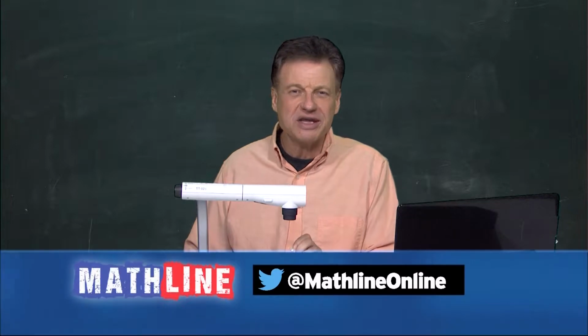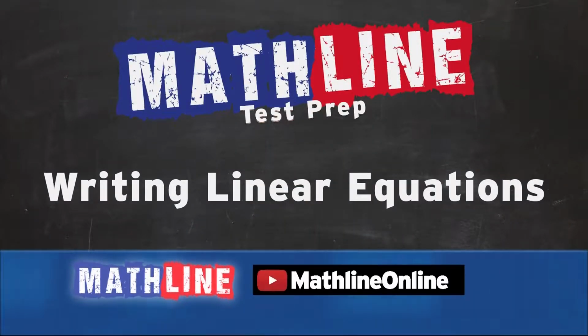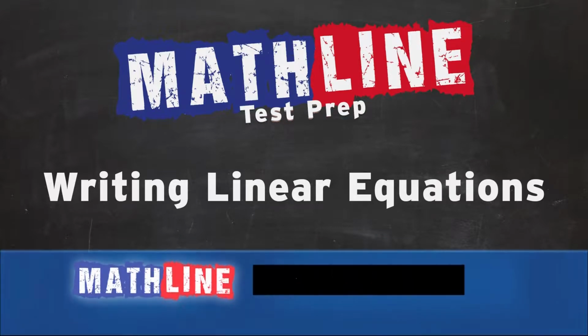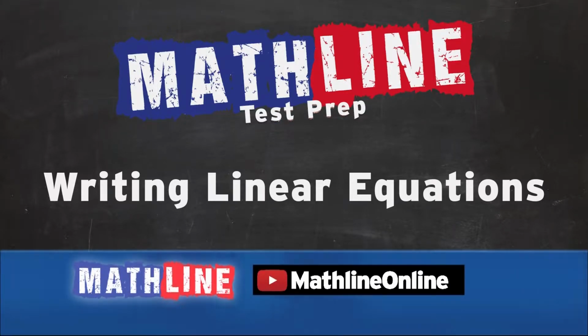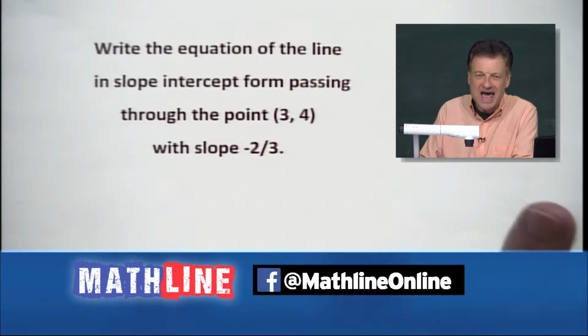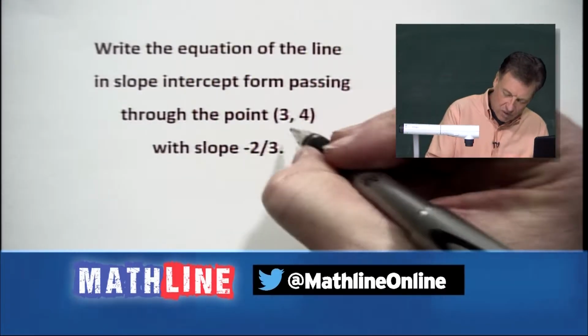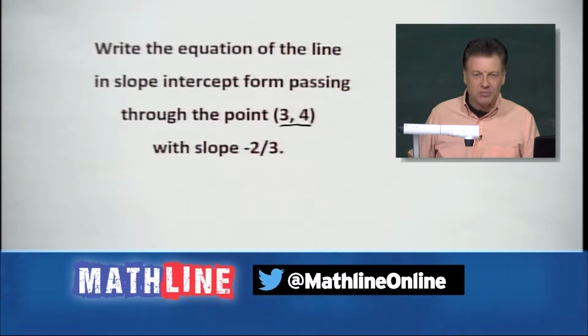So let's see what our topic is for today's Specialized Segments. We are going to look at writing linear equations. For the most part, we'll be using slope-intercept form, but we may go off the beaten path a little bit to the standard form or the point slope, all those good things. So just be tuned in. Let's see what our first problem has to offer us today. It says, write the equation of the line in slope-intercept form passing through the point 3, 4, and the slope negative 2/3.